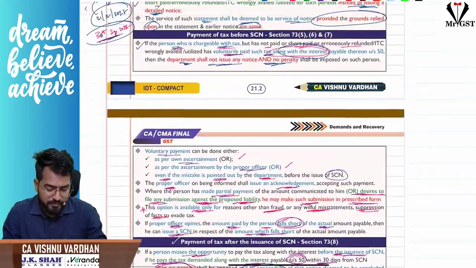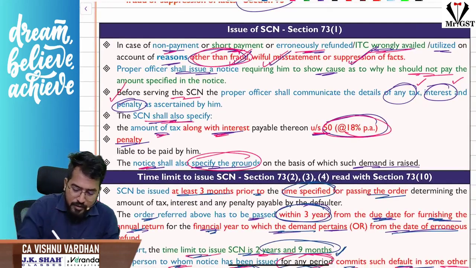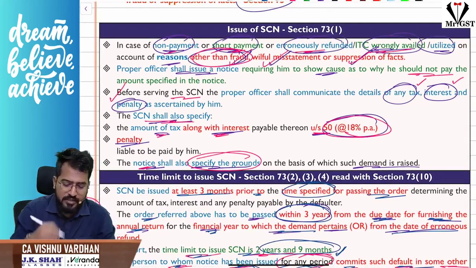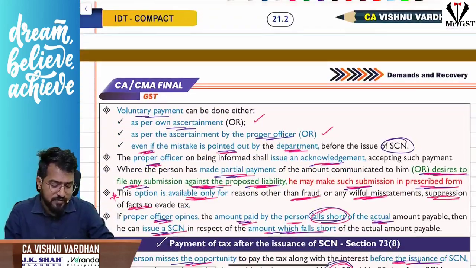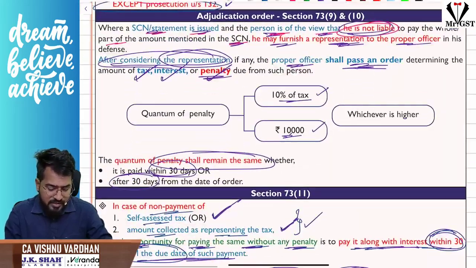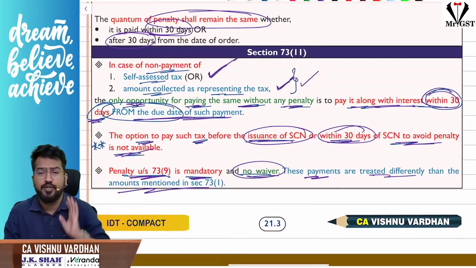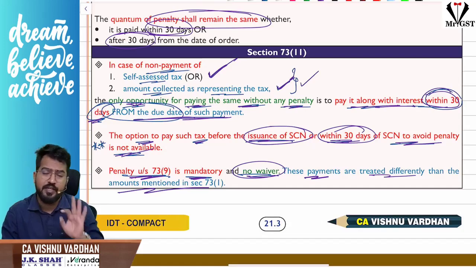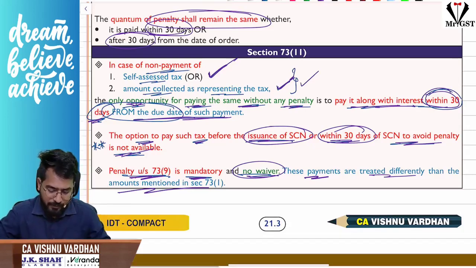So I repeat, if there is any non-payment, short payment or erroneously refunded, ITC wrongly availed or utilized, then yes, all these things are fine. But here this situation is different. You have self-assessed your tax but you did not pay, or you have collected something representing tax but you did not pay. In those cases, if you pay on your own before the department identifies it, you will escape with interest. But if the department identifies, then there is straight away penalty, no waiver, nothing. Okay, that will be mandatory.